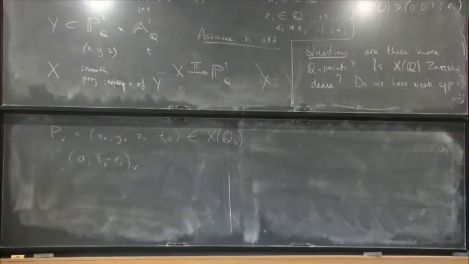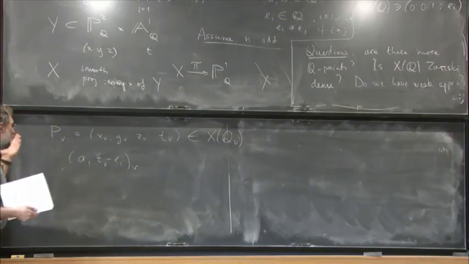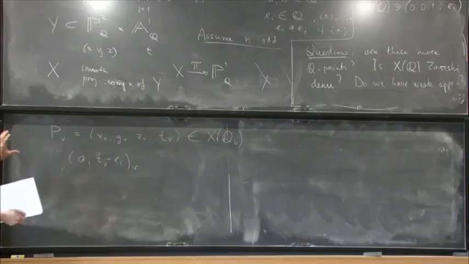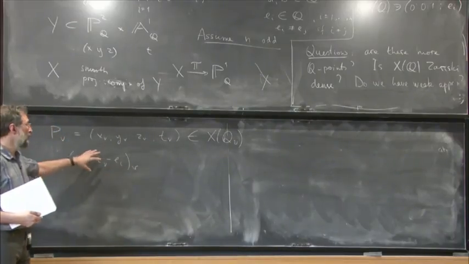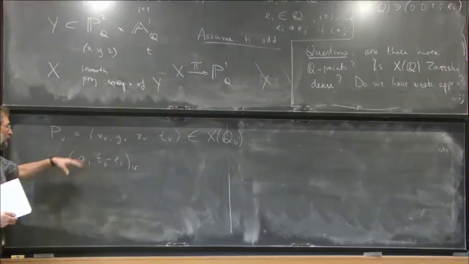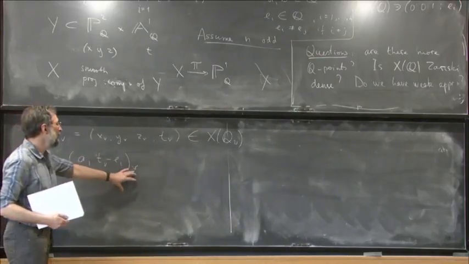And a moment's reflection will show that, in fact, there are only finitely many v's for which this is different from 1. So this could be plus or minus 1. So this is minus 1 for only finitely many v's.